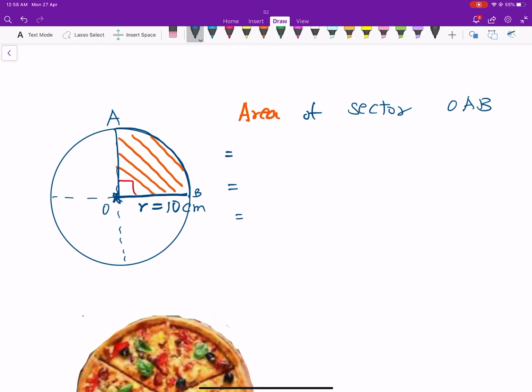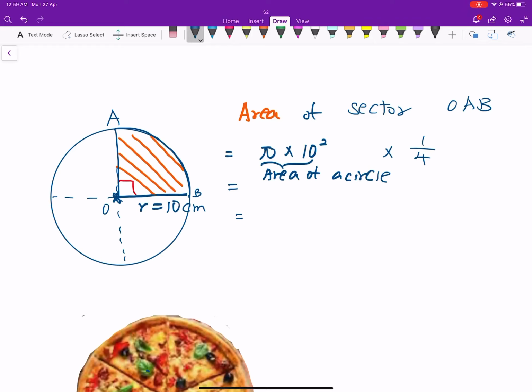So now you know that the area of a complete circle is pi r squared, where the radius r is 10. So pi times 10 squared, okay? So this is the area of a circle. But now we only want 1/4 of the circle. We cut 1/4 of the circle for sector OAB, okay?